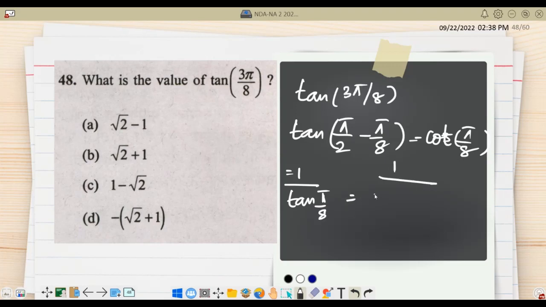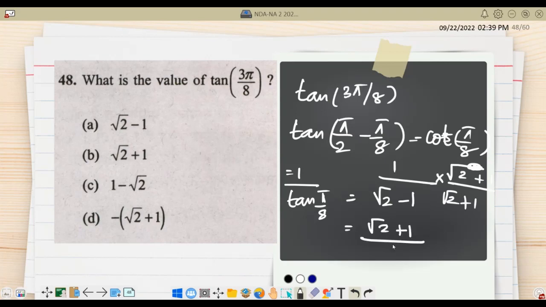So the value of tan pi by 8 is root 2 minus 1, taking the conjugate, root 2 plus 1 and then root 2 plus 1, you're going to get root 2 plus 1 divided by 1. So root 2 plus 1 is your answer. Actually, we can take it straight from here. The value of cot pi by 8 is root 2 plus 1.